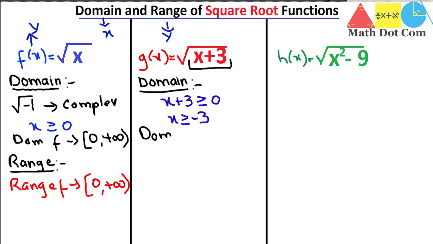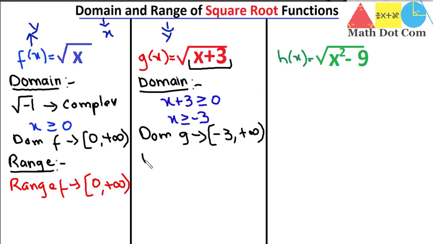So here, what will be the domain? The domain of the function g will be from minus 3 till infinity. So I will include minus 3 by using the square bracket and will end up at plus infinity. So this is how you can apply the condition to any expression under the radical or the square root.